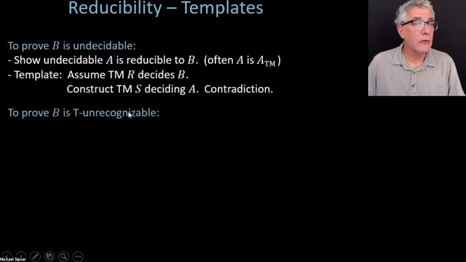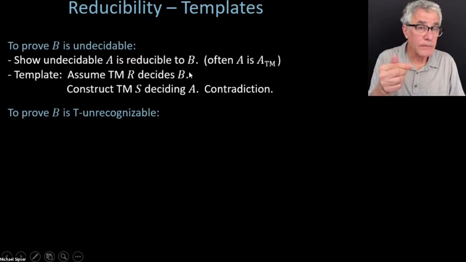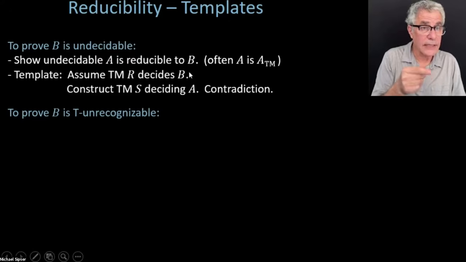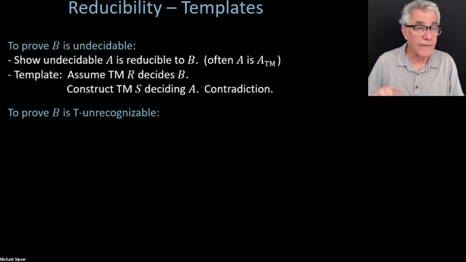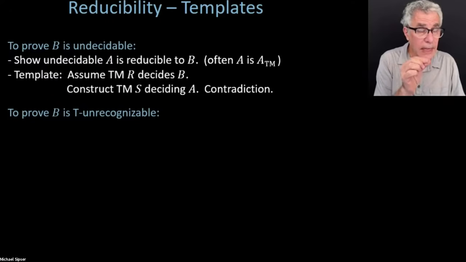But now to prove something unrecognizable, this kind of reduction is not going to be restrictive enough, because this kind of reduction allows for complementation, which is not going to be satisfactory when you're trying to prove Turing unrecognizable. So you're going to have to prohibit that complementation. And that's really one of the effects of the mapping reducibility, if that's getting at the essence of it.